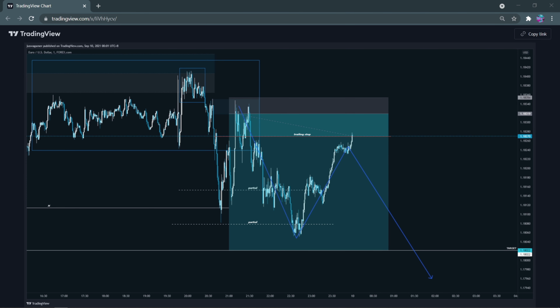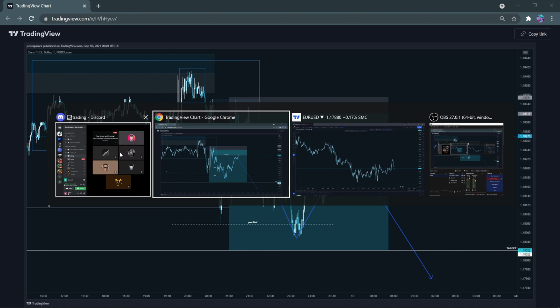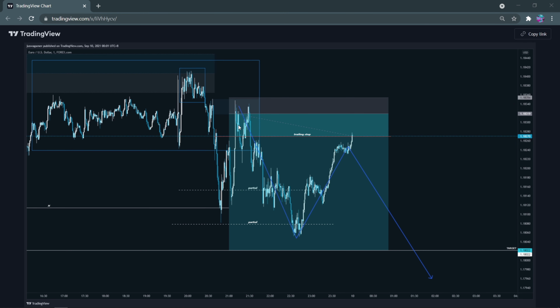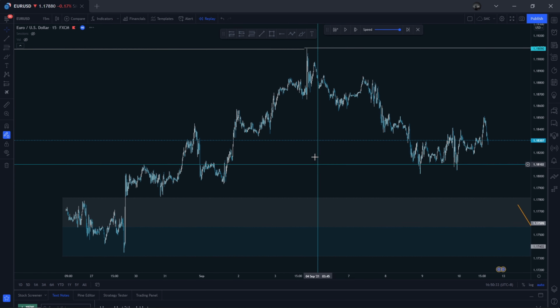So I hope you can see. Oh, you can't see. Hold up. Share screen one. There it is. Yeah, I believe you guys can see now. So this is my last trade. Yeah, this was my last trade last week. So I'll explain it to you, or give a breakdown.